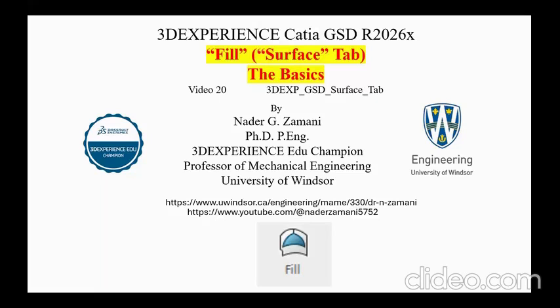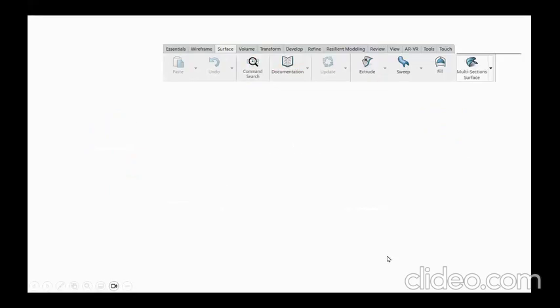This is video number 20 for the playlist of 3D Experience CATIA generative shape design application, the playlist devoted to the surface tab of the bottom ribbon on the screen. The icon that we're going to be discussing is called Fill, F-I-L-L, and although I consider it one of the more advanced icons, it's still not that bad. We'll do some examples to see what's going on.